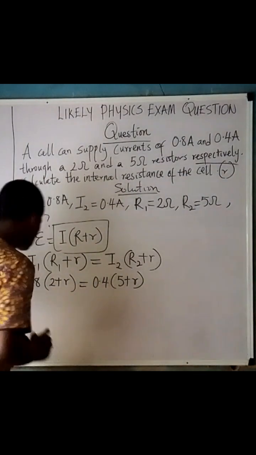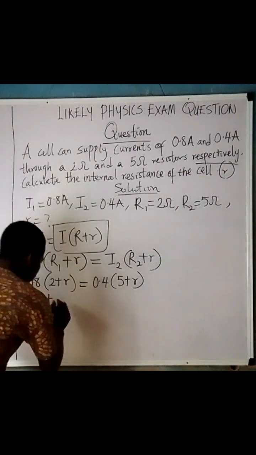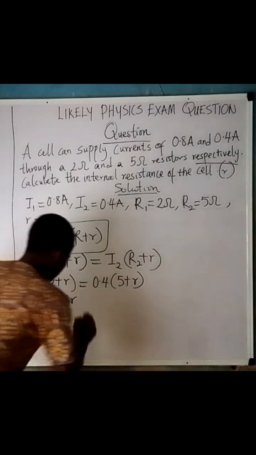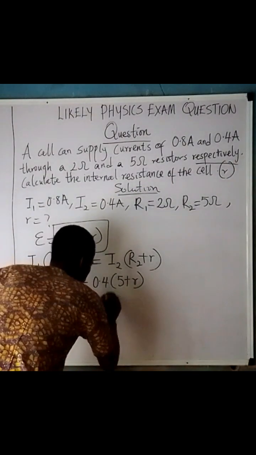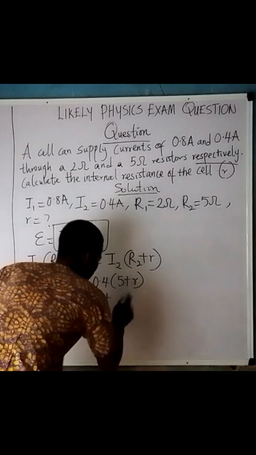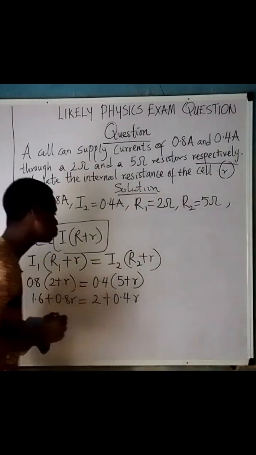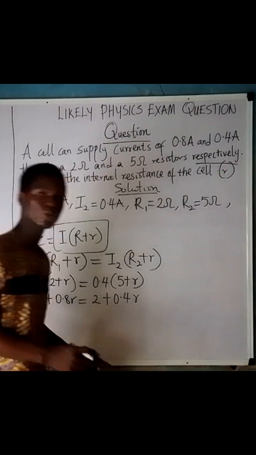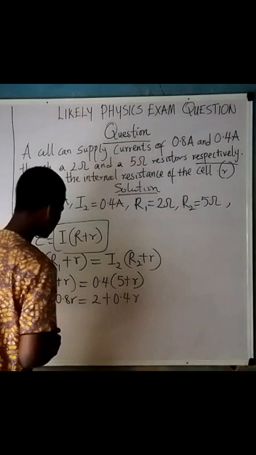0.8 times 2 is 1.6 plus 0.8 times r is 0.8r. I hope we are still together. Equals to 0.4 times 5 is exactly 2 plus 0.4 times r is 0.4r. So guys, we are also making good progress here. Now watch out, we can do something. The ones without r we go to one side. The ones without r we come to one side. So let's do something like that.